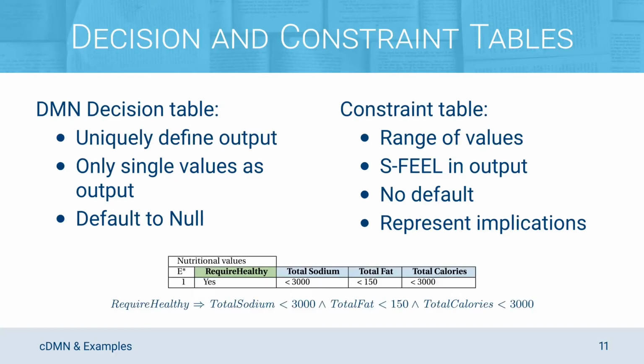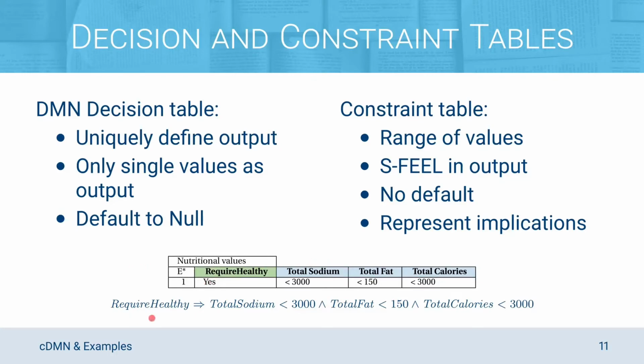We also extend this. Oh, sorry. This is an example of a constraint table where, as you can see, this is denoted by the E asterisk hit policy, so the every. And in this table, we state that if require healthy is yes, then total sodium, total fat, and total calories need to be below these values. But we don't say anything when require healthy is no. Then these constants can take on any values. We only say something in the case that require healthy is yes.